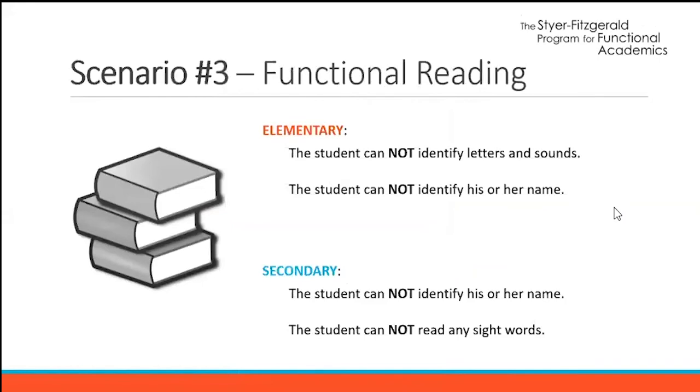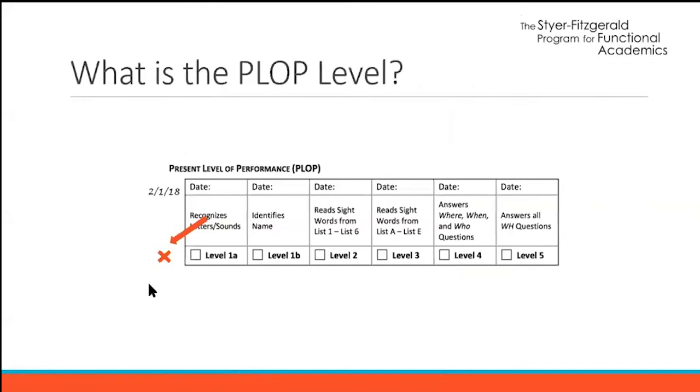Functional reading. Elementary, the student cannot identify letters and sounds. The student cannot identify his or her name. Secondary, the student cannot identify his or her name, and the student cannot read any sight words. So for this one, the student for elementary couldn't identify name or recognize letters and sounds. So you're going to put the date outside of the box to the left on your present levels of performance and put an X out there. That's to denote that you did assess, but the student didn't meet criteria. So now we know where we're going to begin.